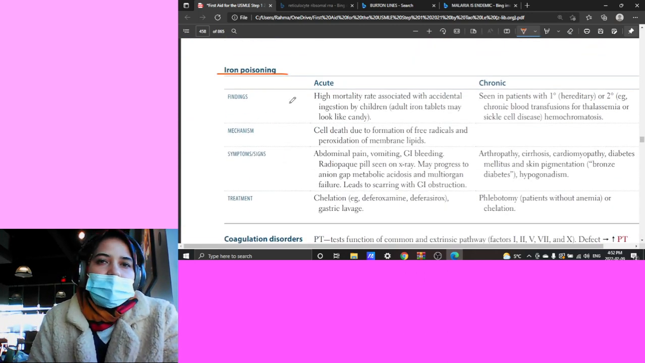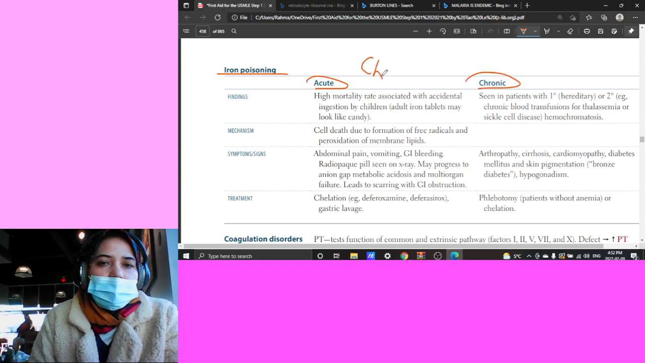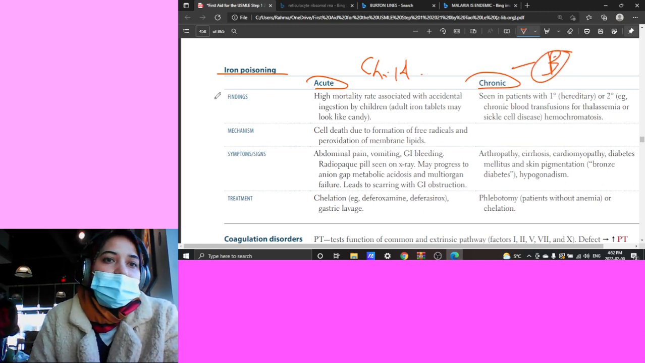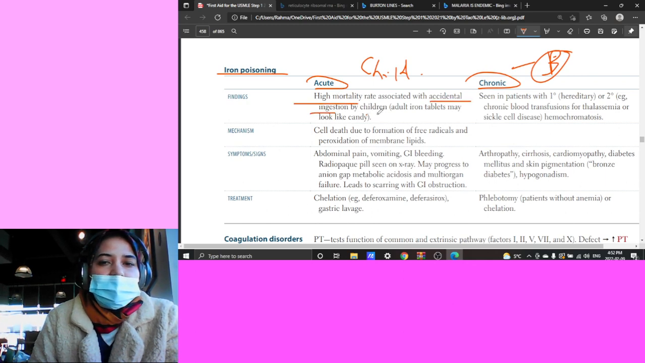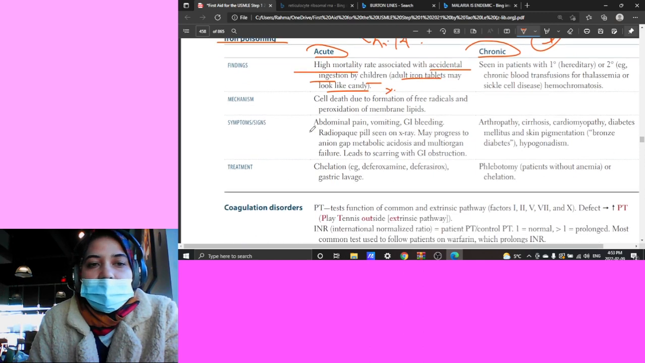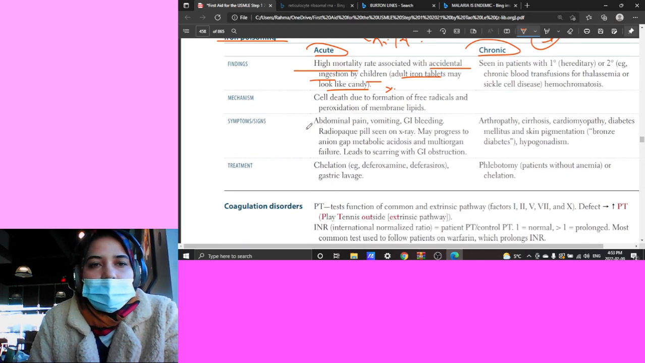Next is iron poisoning. Iron poisoning can be acute or it could be chronic. Acute, you want to think of a child. Chronic, you want to think of someone who needs blood, like someone who has beta thalassemia. So acute has a high mortality rate and it's associated with accidental ingestion by children. Iron tablets look like candy. Liquid iron form tastes like chocolate, if you've ever tried it. It's like chocolate, it looks like candy. So very attractive for children to drink it or eat it.